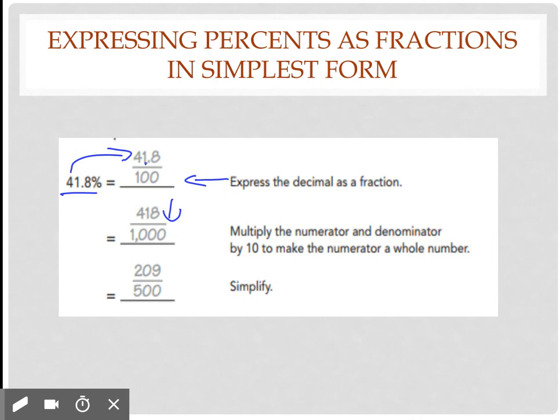So all they did was move my decimal over one place on top, which meant that the decimal that wasn't seen here on the bottom also had to be moved, and a 0 was filled in. So this became 418 over 1,000. And then they simplified by dividing by 2. And 209 over 500 was the final answer.